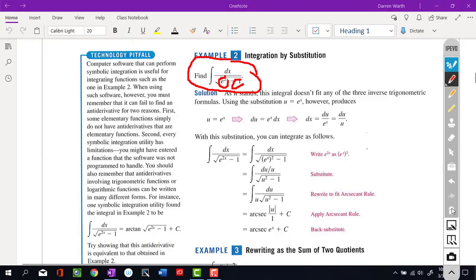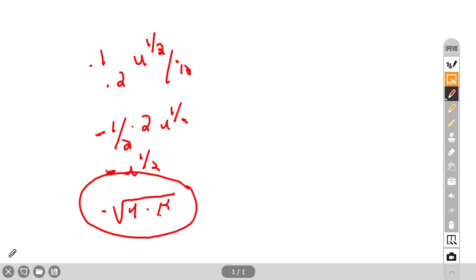Okay, as we look at example 2, we've got the integral of e^x dx all over the square root of e to the 2x minus 1. And so you're probably looking at the arc secant pattern because you have an equation minus a constant. As you do this problem, you just want to set it up so that you have your u squared and your a squared. So let's go to the whiteboard here.